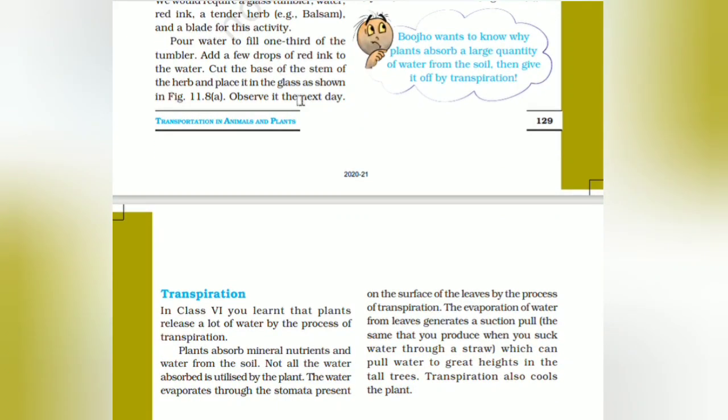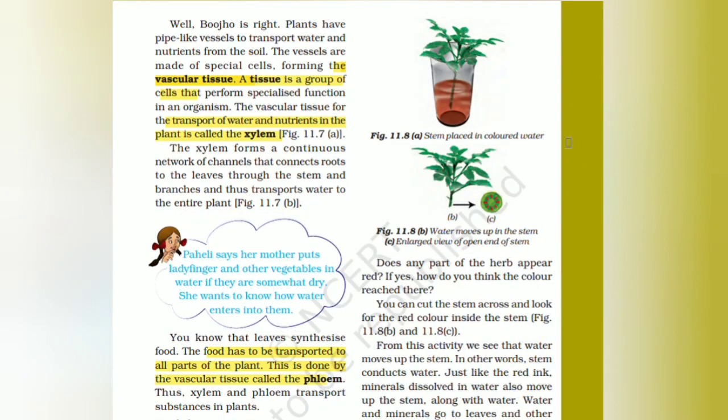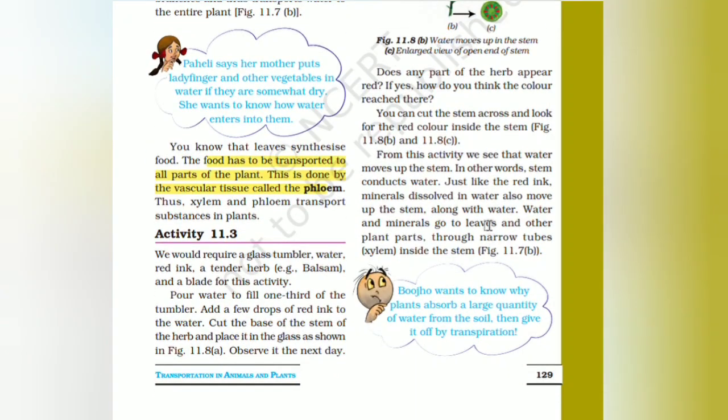For the activity, fill 1/3 of the tumbler with water, add a few drops of red ink to the water, cut the base of the stem of the herb and place it in the glass as shown. Does any part of the herb appear red? Activity: we can see that the water moves up the stem. In other words, the stem conducts water. Just like the red ink, minerals dissolved in water also move up the stem along with water. Water and minerals go to the leaves and other plant parts through the narrow tubes inside the stem.